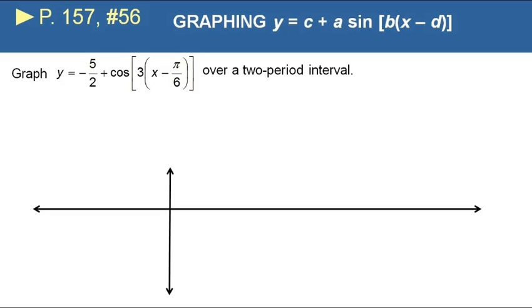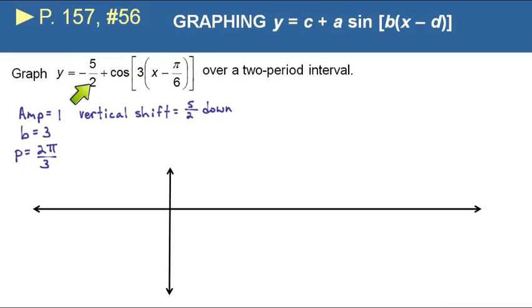And here's our last one together. We've got negative 5 over 2 plus cosine of 3 times x minus pi over 6. And again, we're going to do 2 periods. So I can see that A is 1, because remember, A is the coefficient of your function. B is 3. That means period is 2 pi over 3. And vertical shift is 5/2 down, or 2.5 down.